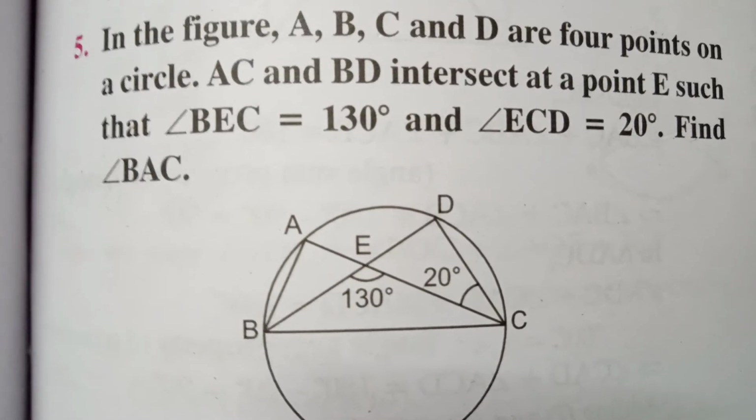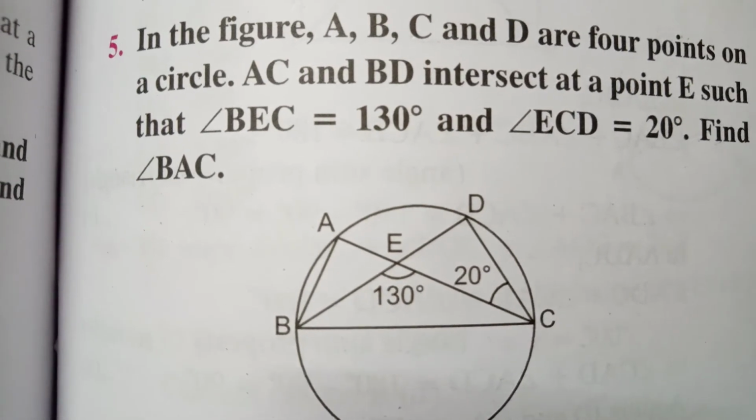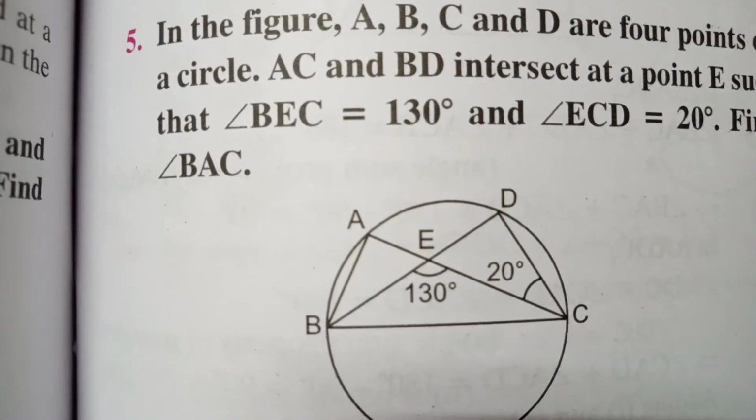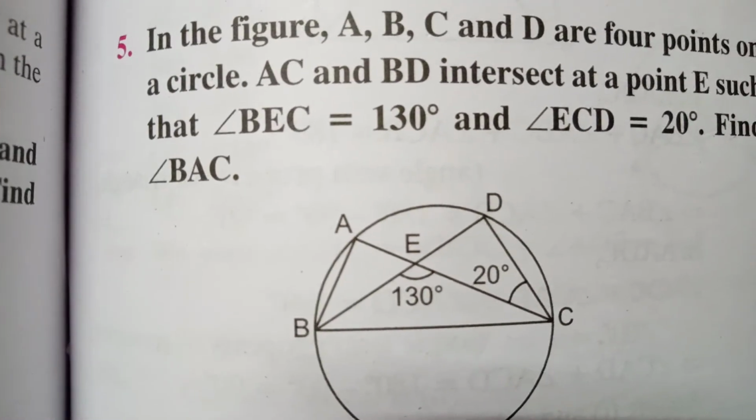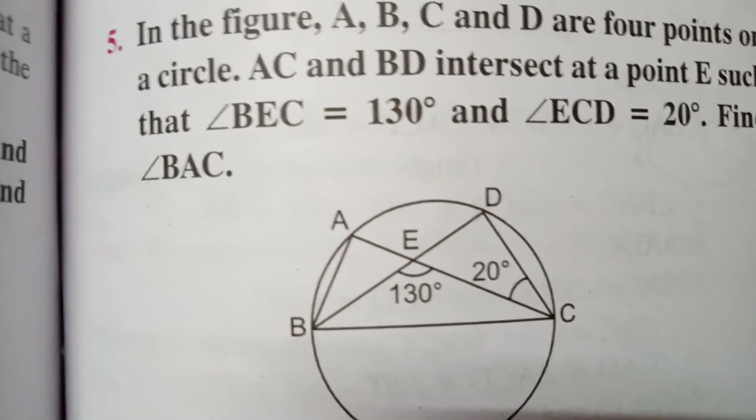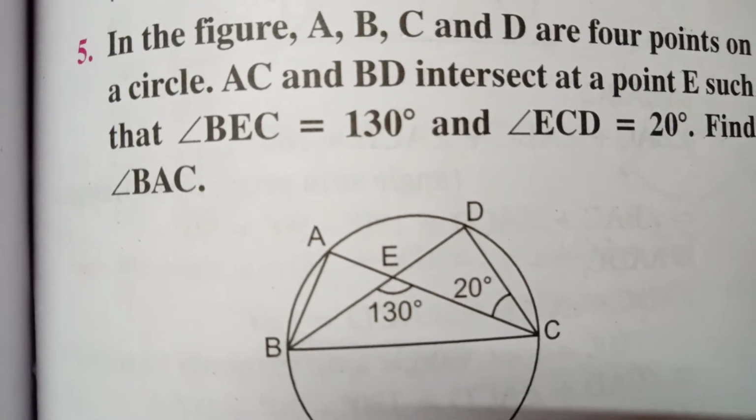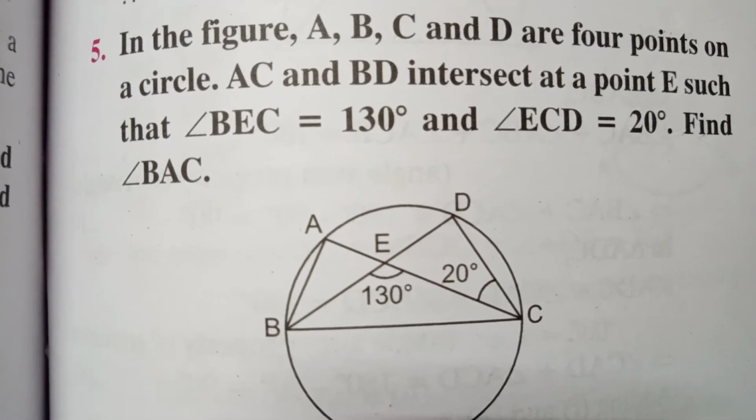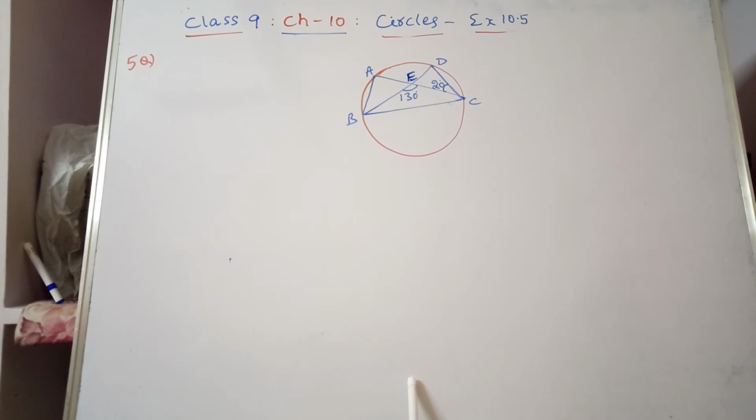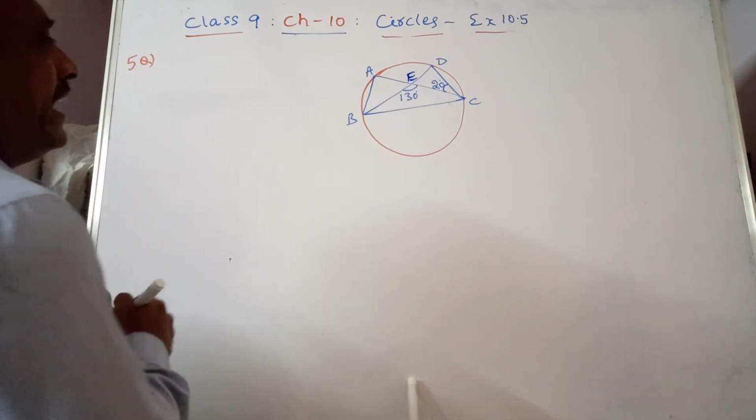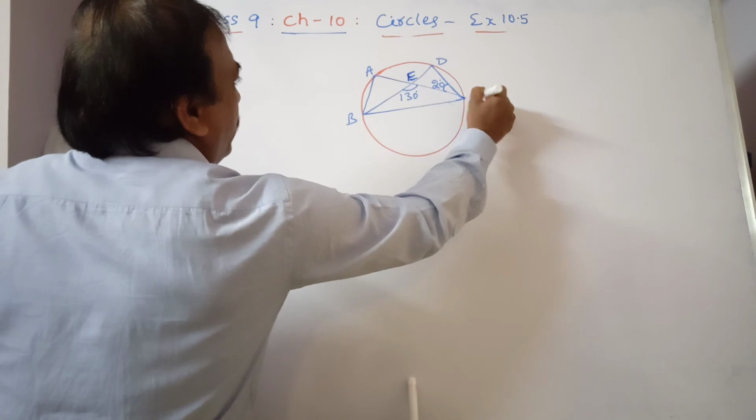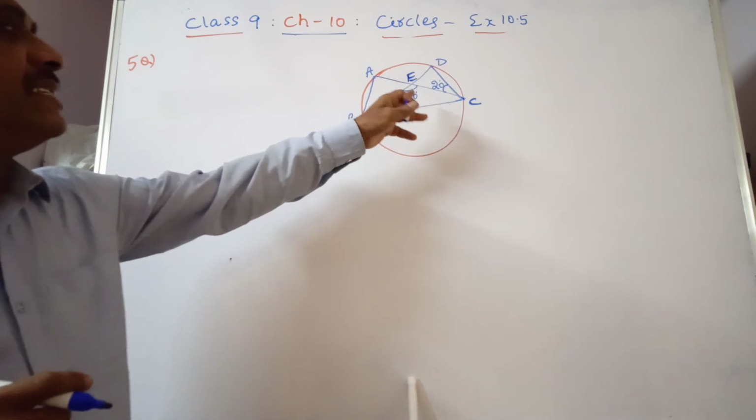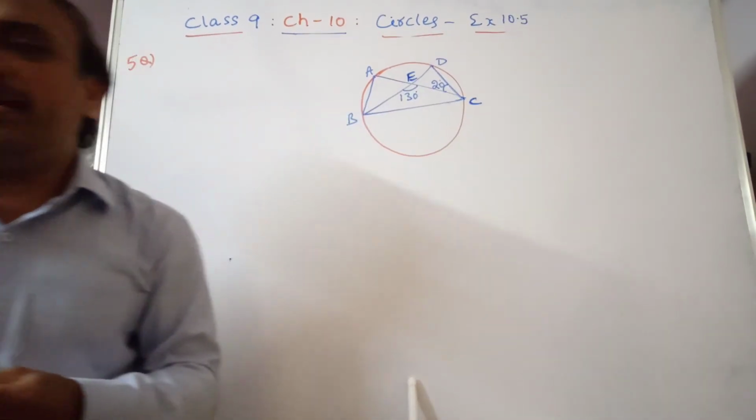Question number 5. In the figure, A, B, C and D are 4 points on the circle. AC and BD intersect at a point E such that angle BEC is equal to 130 degrees and angle ECD is equal to 20 degrees. Find angle BAC. In question number 5, BD and AC intersect each other at the point E, and two angles are given, angle ECD and angle BEC.